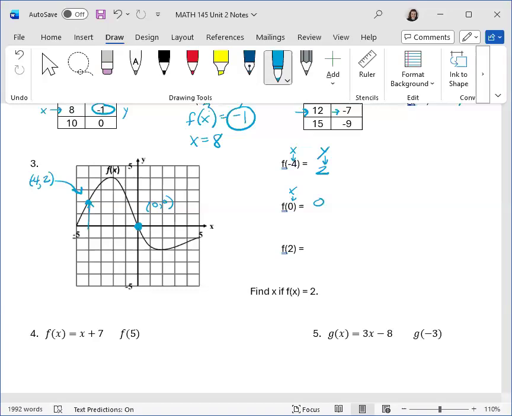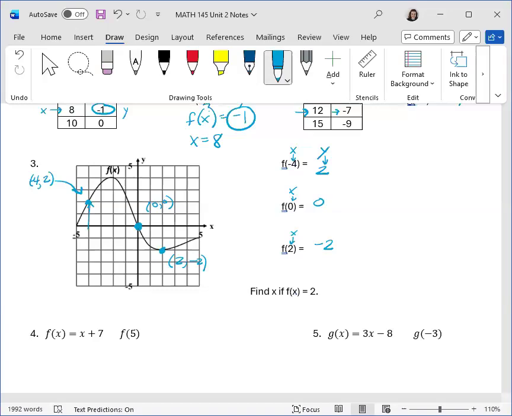When x is 2, that means I'm going to move right 2. This time to get to my function, I have to move down 2. So that point has the coordinate 2, -2. So when x is 2, y is -2.